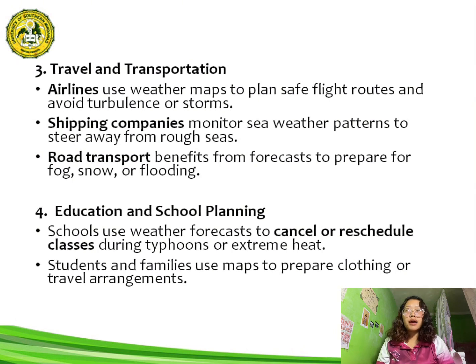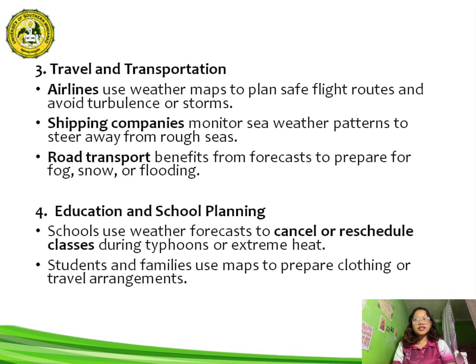Airlines use weather maps to plan safe flight routes and avoid turbulence or storms. Shipping companies monitor sea weather patterns to steer away from rough seas. Road transportation benefits from forecasts to prepare for fog, snow, or flooding.